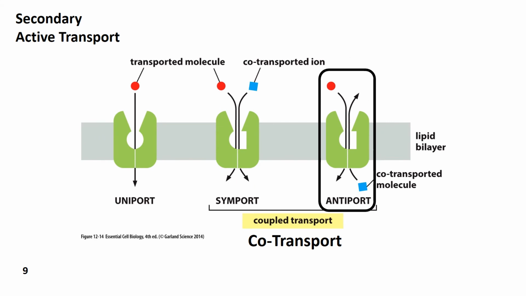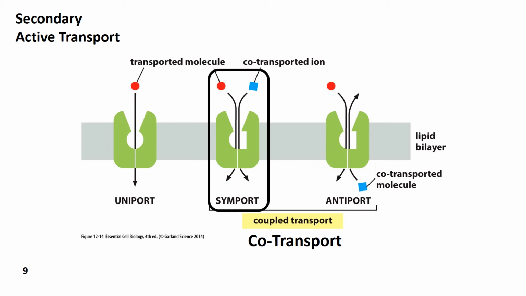Secondary active transport depends upon the coupled transport or co-transport of two molecules. If those molecules are moving in opposite directions, we refer to that coupled transport as antiport. If, on the other hand, the two molecules are moving in the same direction, we describe that as symport. Of course, if only a single molecule is being moved by a transport protein, the term used to describe that is uniport.